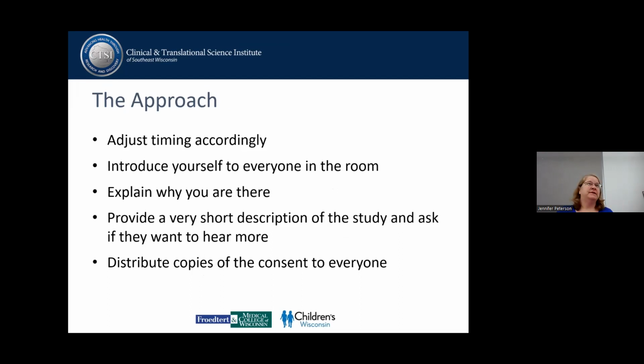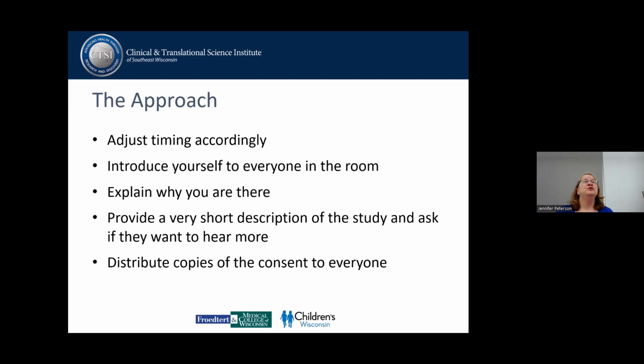So adjust that timing accordingly. If they're going to be taken down for a procedure in 15 minutes, that's probably not a good time to go in their room and try to consent. Make sure that there's enough time to talk to the patient. Are they going somewhere for a procedure? Is somebody coming to take an x-ray? Those kinds of things, so that you can adjust that timing accordingly.